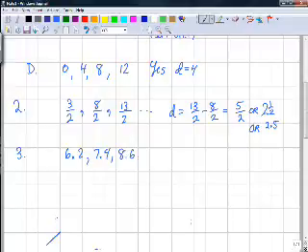Oops. Or if you wanted to say that is 2.5, that's fine. You can find the common difference by doing a subtraction at any time.